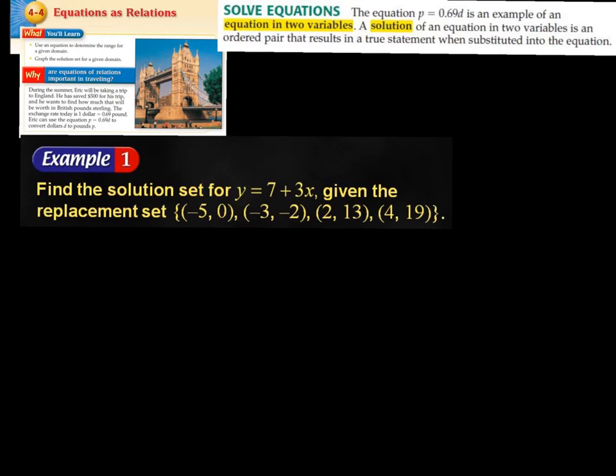The equation P equals 0.69D is an example of an equation in two variables. A solution of an equation in two variables is an ordered pair that results in a true statement when substituted into the equation. For our first example, they ask us to find the solution set for y equals 7 plus 3x, given the replacement set (-5, 0), (-3, -2), (2, 13), and (4, 19).